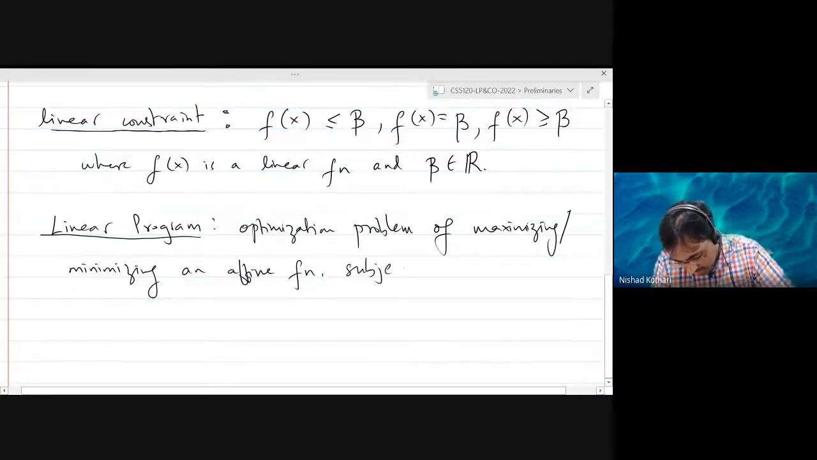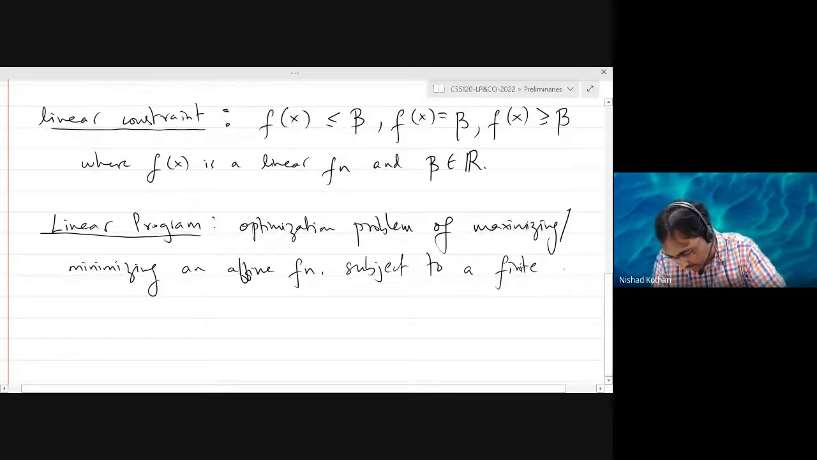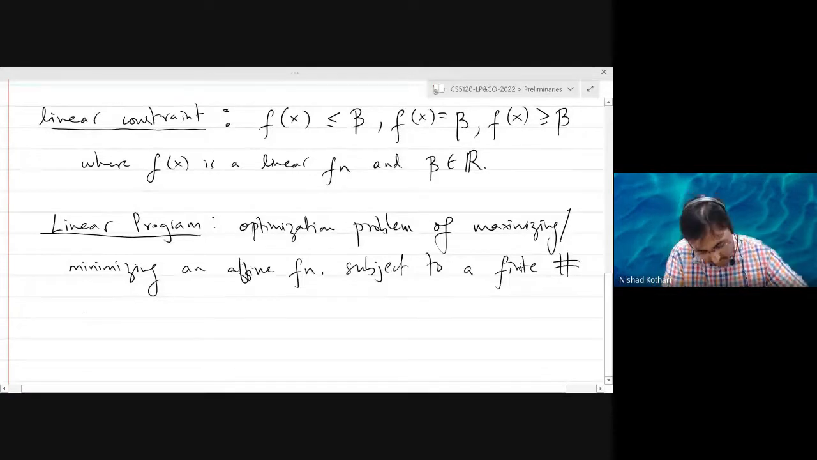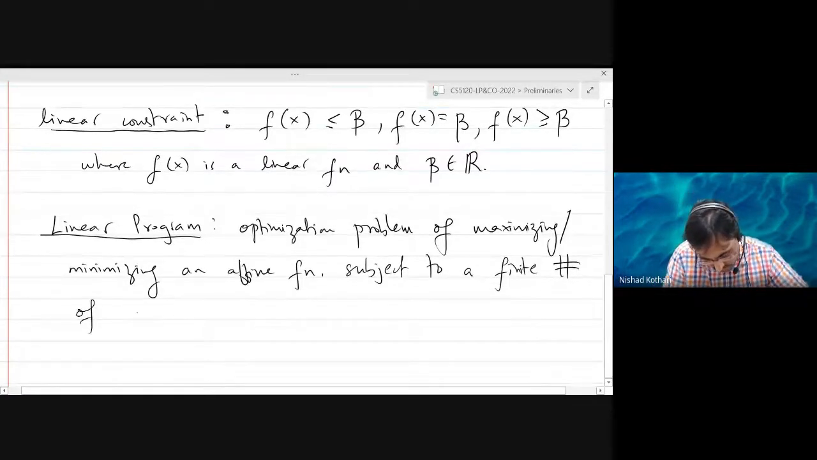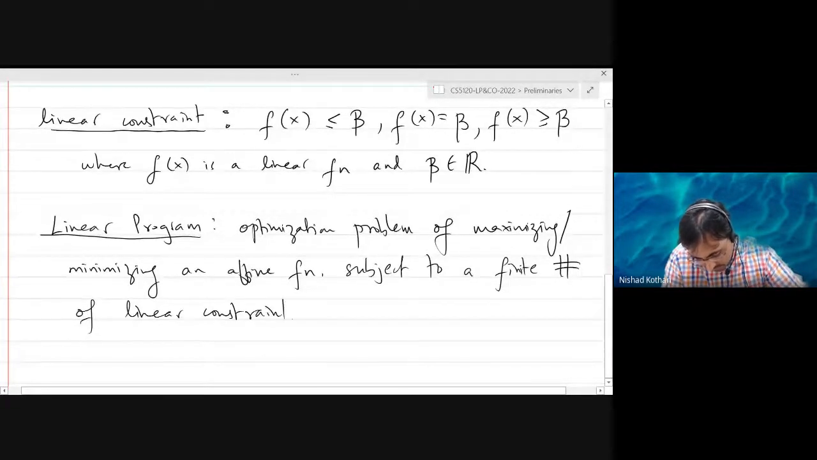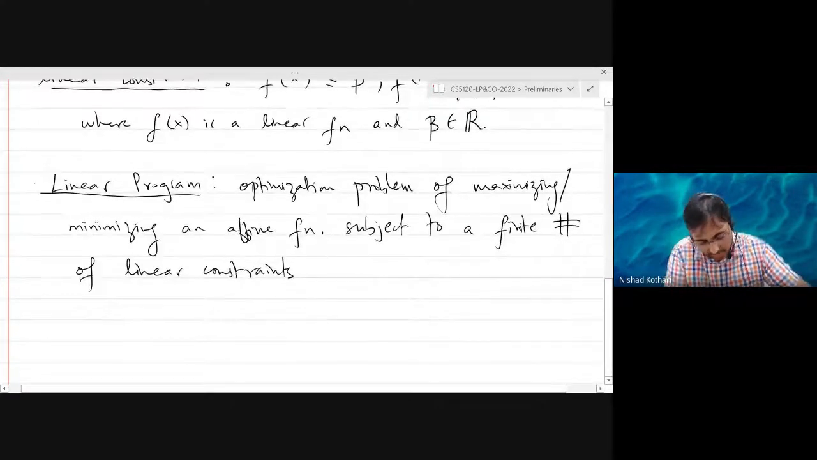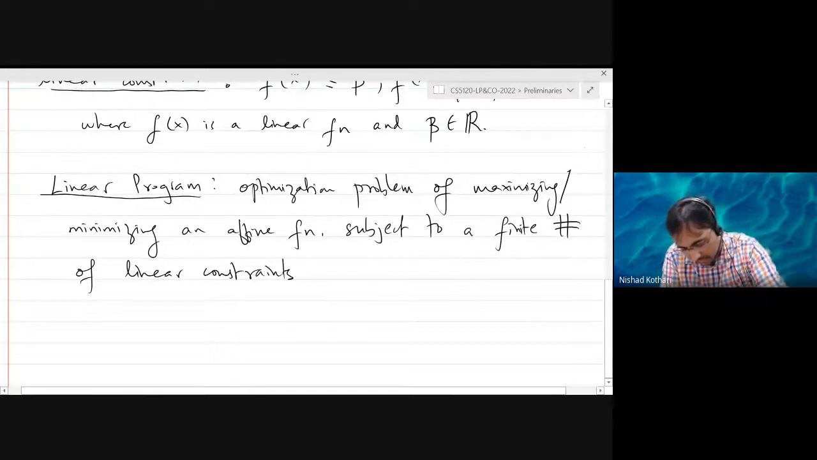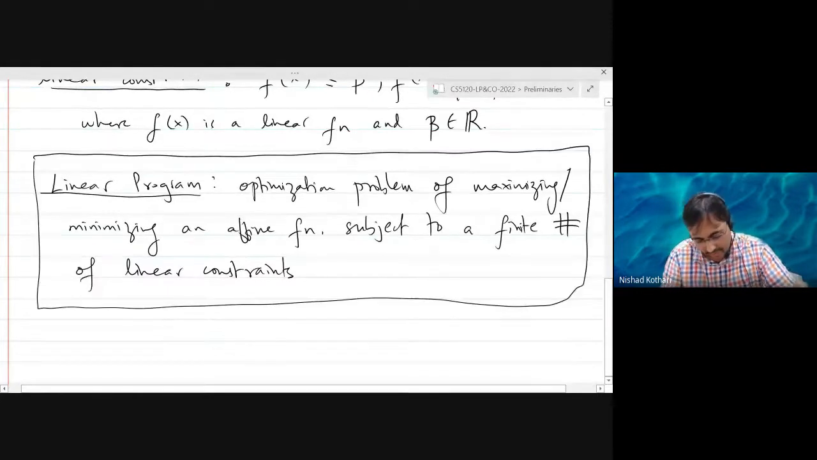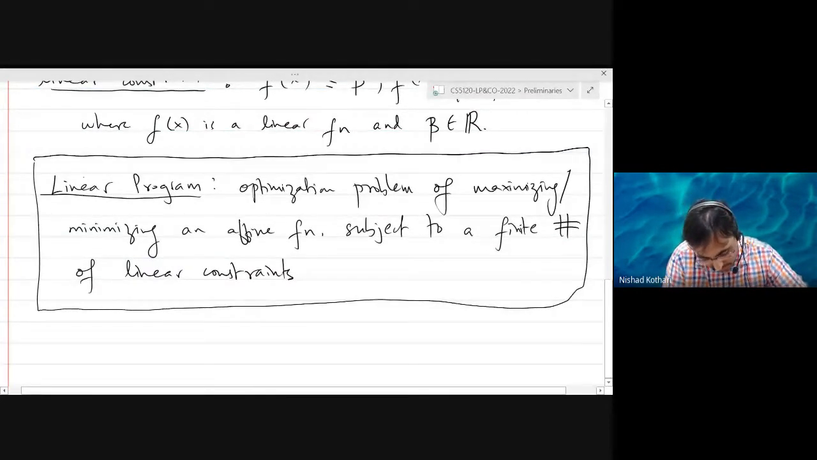Subject to a finite number. This is crucial. You can't have an infinite number of constraints. Finite number of linear constraints. Right? So this is what we refer to as a linear program, also abbreviated as LP.